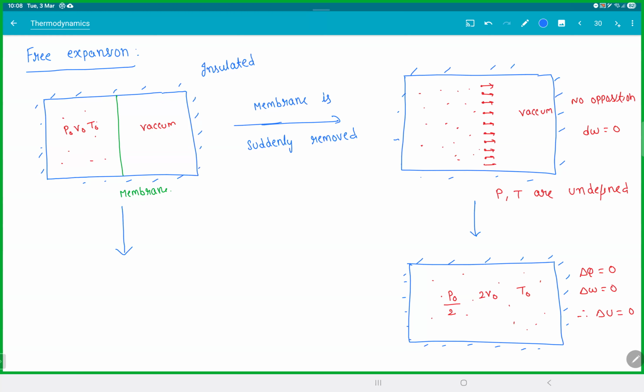Now, the other way to do this thing, instead of removing the membrane, what if you puncture the membrane? You just make a small hole. Even this I am saying, pressure and temperature of the gas are undefined. Okay? It's always about average.